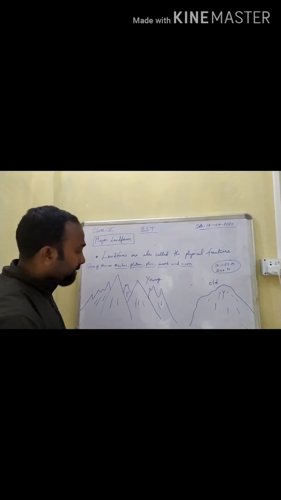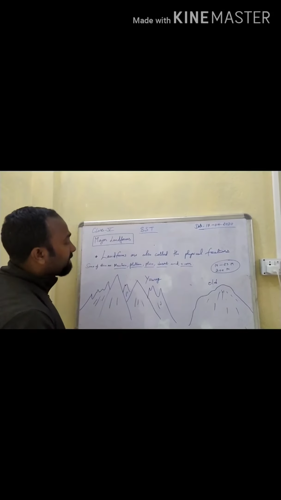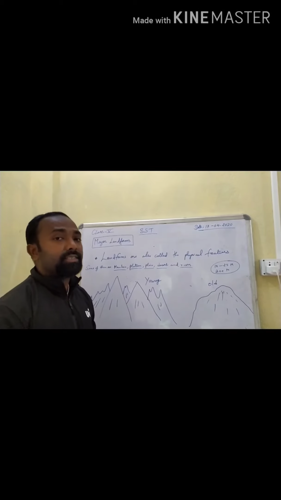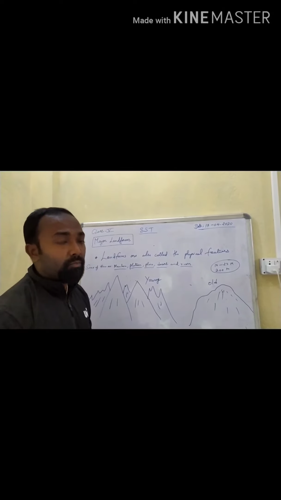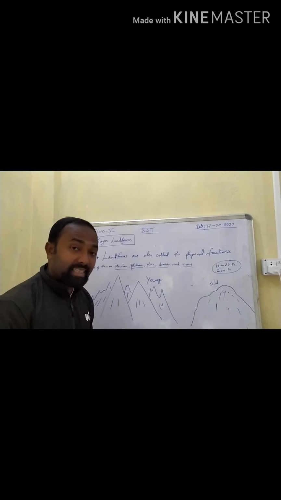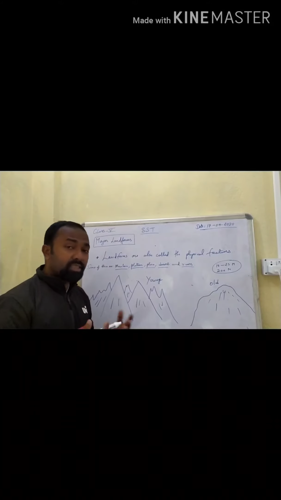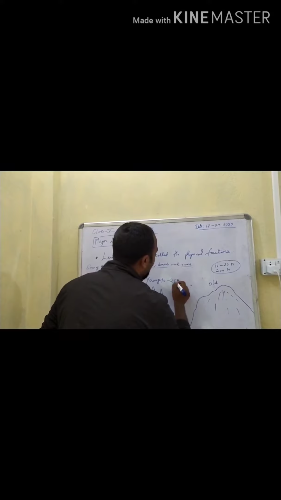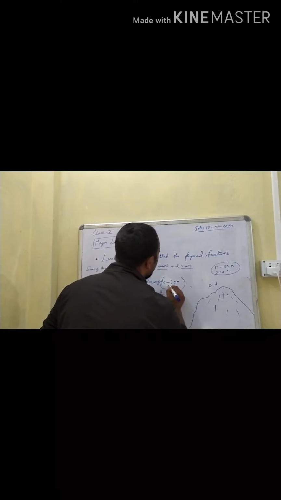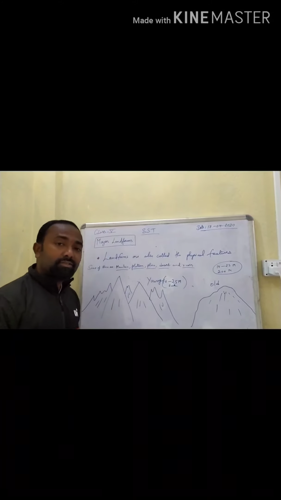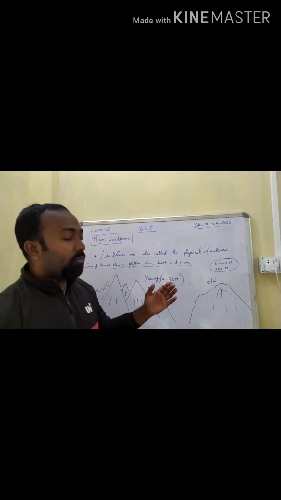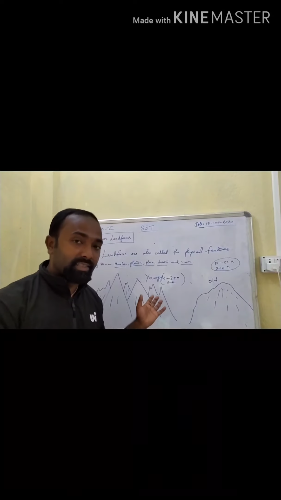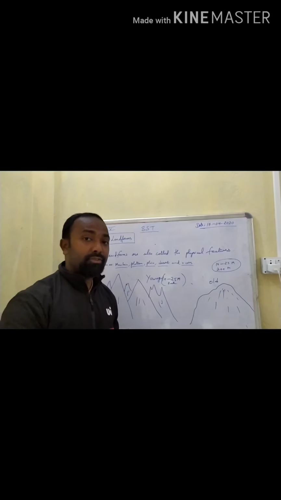Now you'll see why there is a difference in these two mountains. The main thing is the age of the mountain. As I told you, this is a young mountain. That means it was formed just 10 to 25 million years back. Only 10 to 25 million years back, when we are comparing mountains, that's why we are saying only 10 to 20 million years back. But it is a huge time, okay?